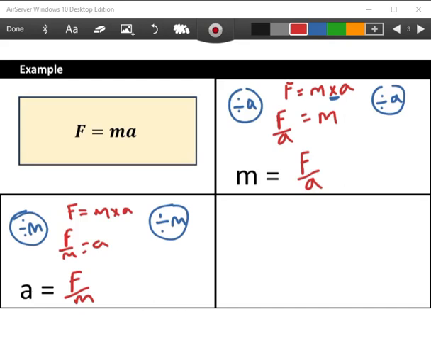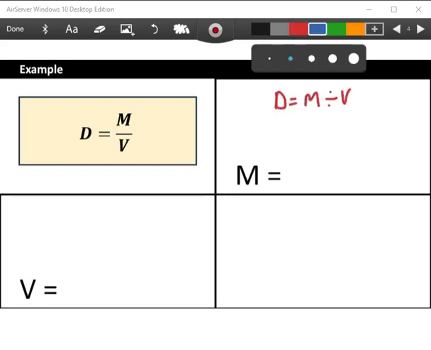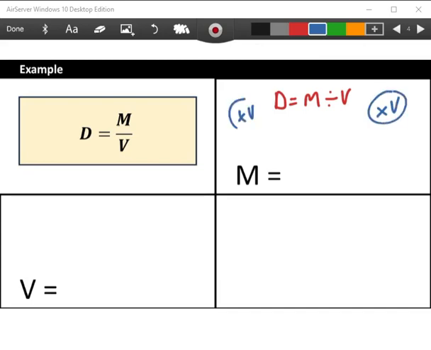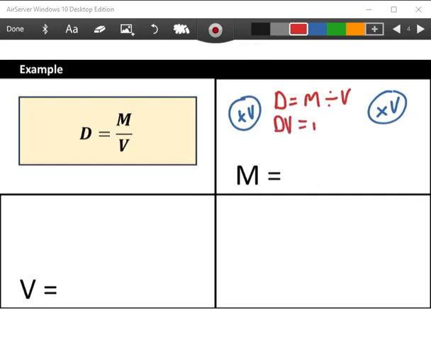Okay, let's move on to our next one. Here's a density equation. Density equals mass over volume. So I'm going to write this out very slightly differently the first time, just to give you a little bit of a feel for this. D equals m divided by v. Let's just focus our mind again. We don't want this bit here, the divide by v. So the opposite of divide by v is times by v, and we must do the same to both sides. Keep it balanced. We end up with dv equals m. So m equals dv. Rearrange that to find m.